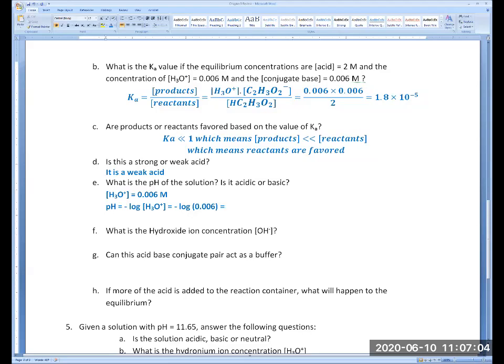Then you enter 0.006, close the parentheses, enter. And my calculator answer is, and let me put it in floating point, 2.2218. I'll give more because we need to decide how to round this properly. So pH has no units. Even though concentration here has a unit, the pH doesn't have a unit.